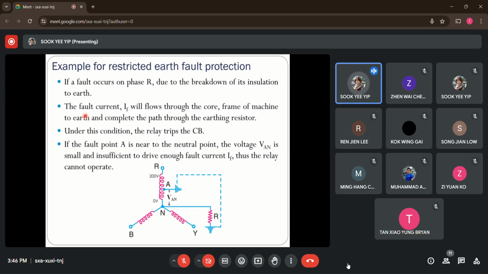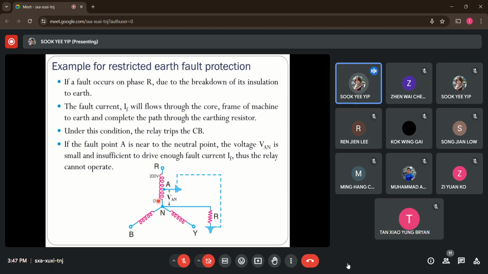So under this situation, if you refer to this diagram, the generated phase voltage, let's say, is 200 volts. So this 200 volts will cause a large fault current flowing through the path in such a way. It will flow through the core, through the frames to earth, and complete the path via the earth resistor and go back to the source. So it will flow in this way.